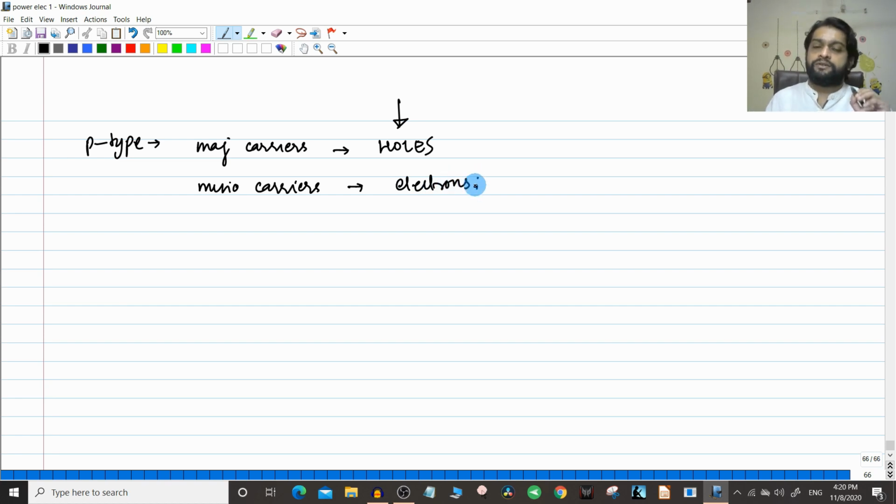I hope you are understanding this. So in n-type material, the majority carriers are electrons and the minority carriers are the holes. In a p-type material, the majority carriers are the holes, and the minority carriers are electrons. Okay, now the next concept.